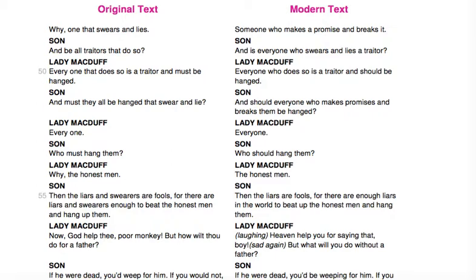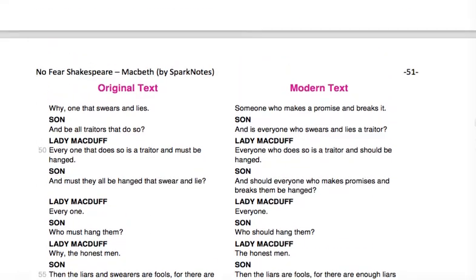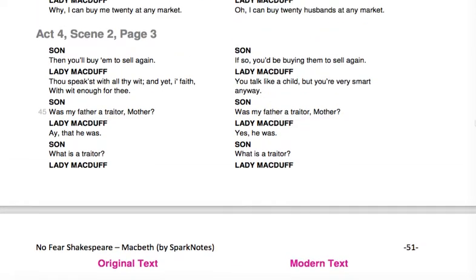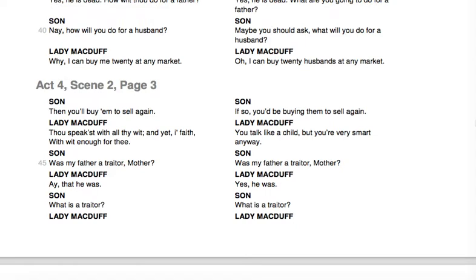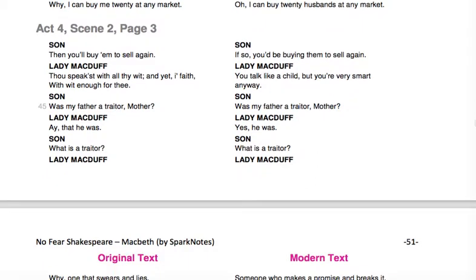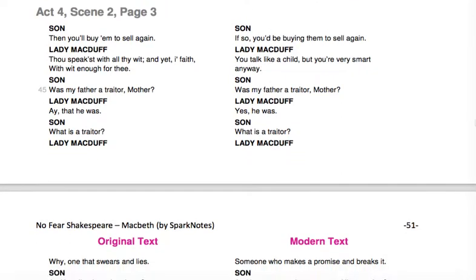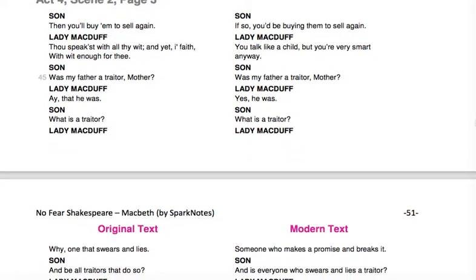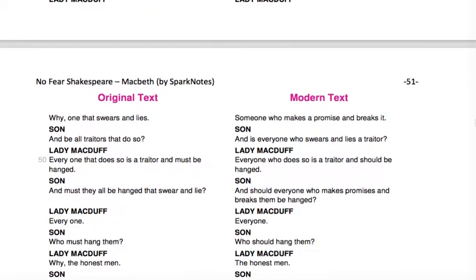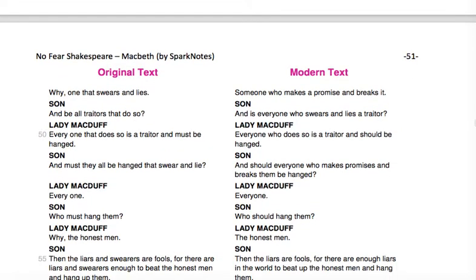So Macduff's son is pretty wise, and he makes sure that his mother understands. He knows perfectly well that his father is still alive, and he says, how are you going to make do? What are you going to do for a husband? And Lady Macduff says, I can get as many husbands as I possibly want. That's not a problem for me. And then he transitions into this idea of a traitor. Is my father a traitor? And Lady Macduff says yes he is, because he lies and he swears.